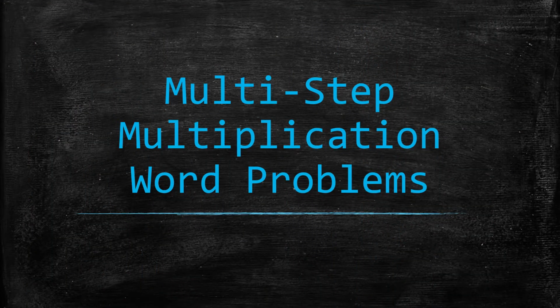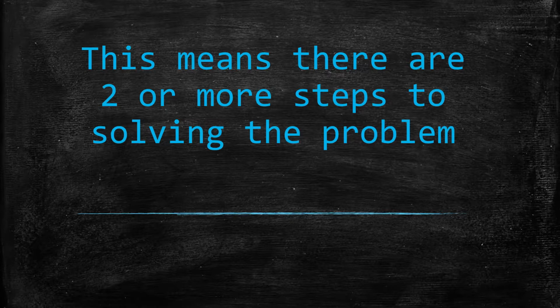All right, so we are going to work on multi-step multiplication word problems. What this means is that there are two or more steps to solving the problem. Coming from being used to just doing something where you see maybe a 2 times 4, that's one step. Now you might have a 3 times 4 times 5. Multi-steps. So we're going to work on that right there, but now it's going to be in a word problem.